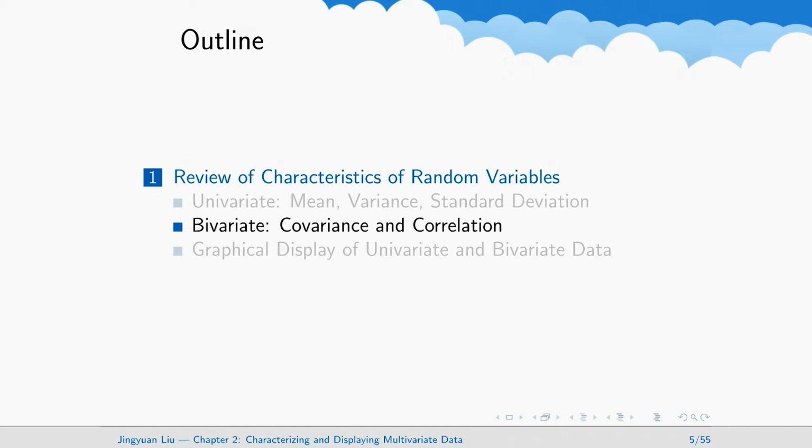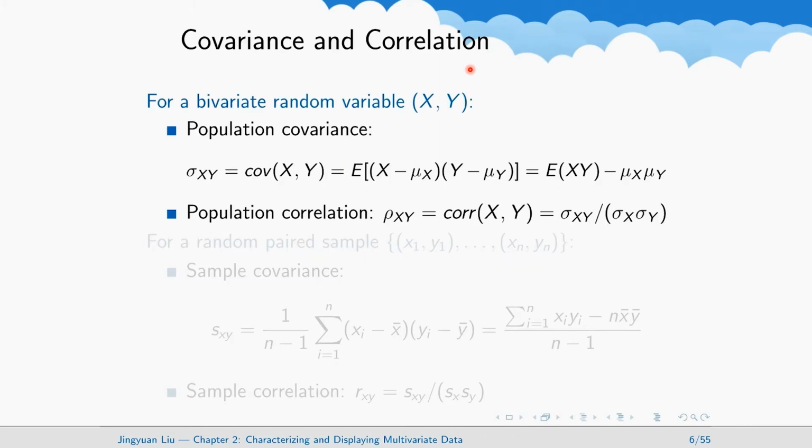Okay, so for the bivariate case where we have two random variables, then we can define covariance and correlation. Okay, so when we call it bivariate, bi means two, right? So that means we have two random variables, x and y. We can define the population covariance by the expectation of this product here. Okay, so from mathematical statistics, we know that it measures the co-movements between x and y, right? X goes larger, y goes larger, or x goes larger, y goes smaller.